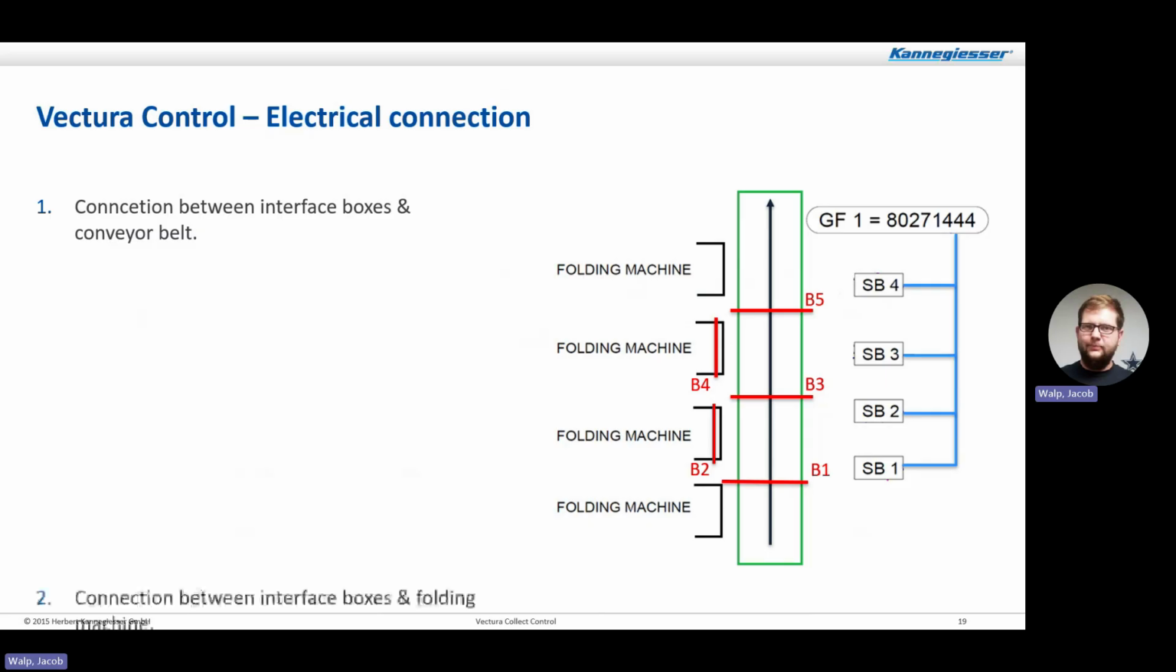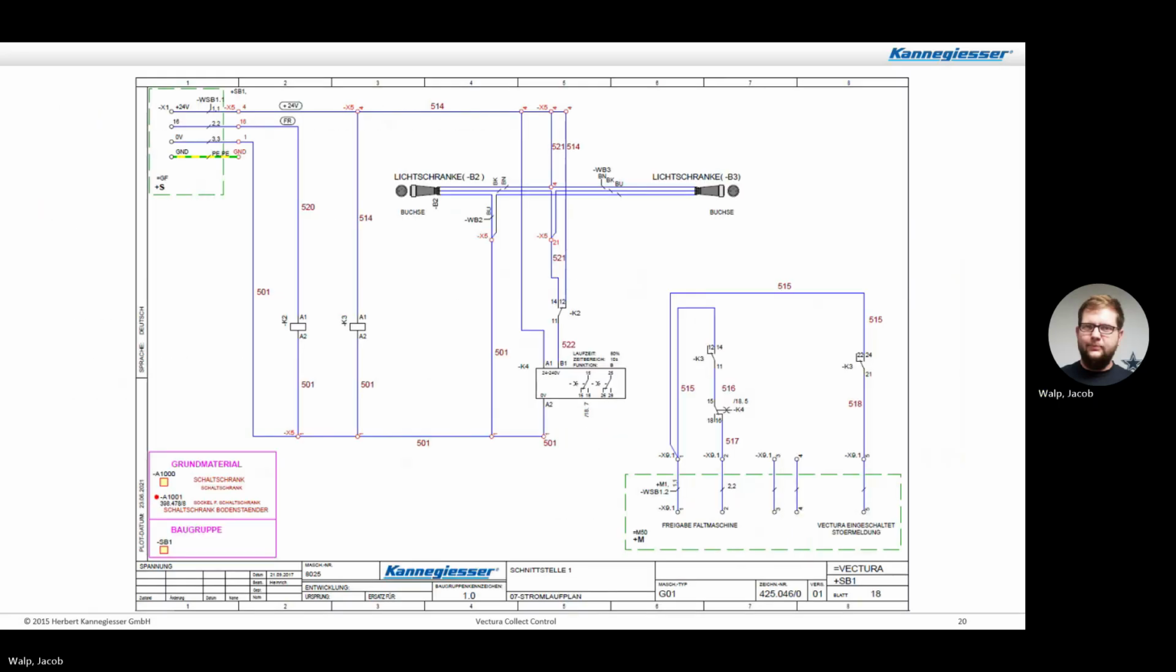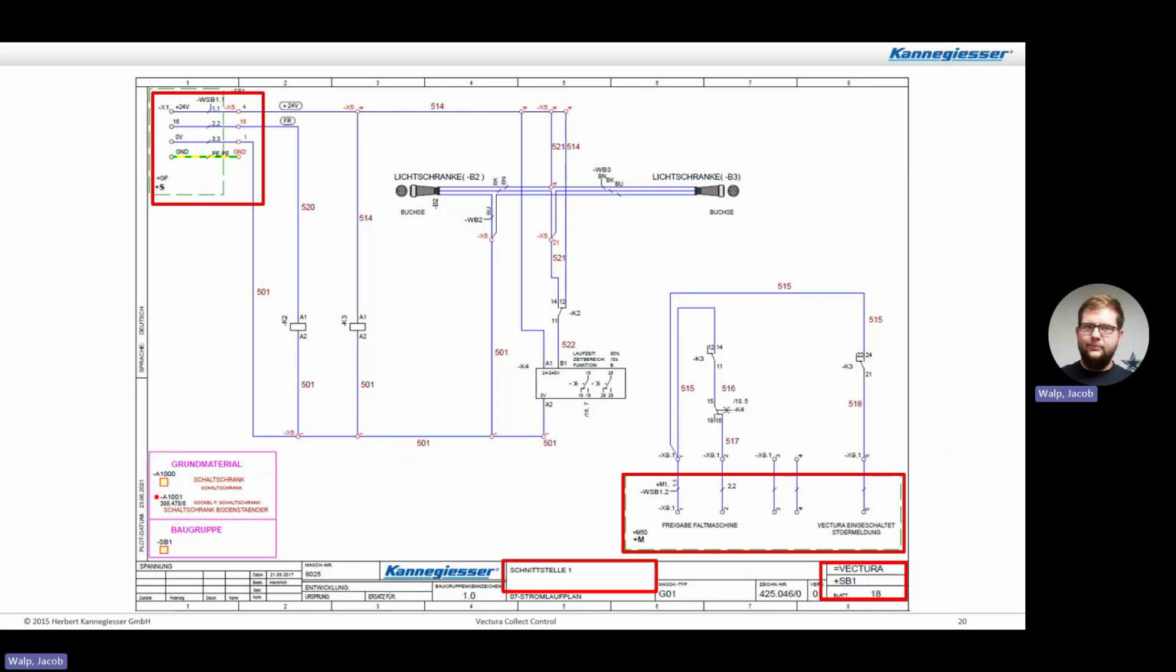Here it's showing a little bit more breakdown on the connections between the interface and the conveyor, between the interface and the folding machine, and then the sensors. The sensors must be connected to the correct box, or else you won't have correct traffic control. Little schematic page showing connection from the Vectura. This is from the Vectura schematic, showing connections there on the left into the conveyor where the interface box connects into the conveyor, and then connections on the right where the interface box connects at the folder.